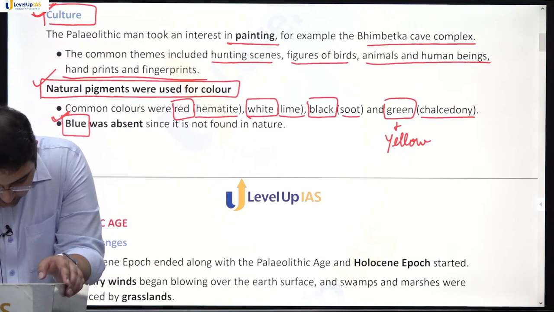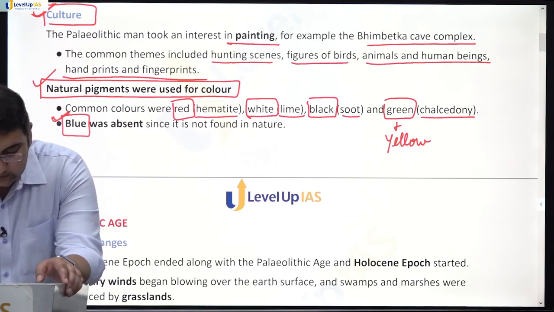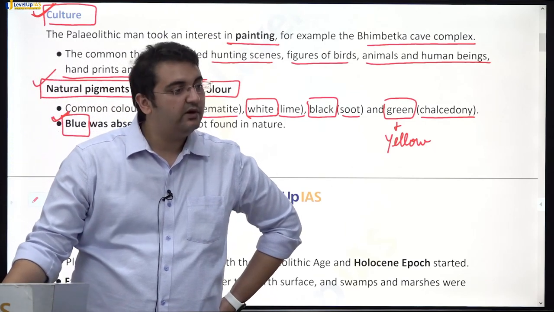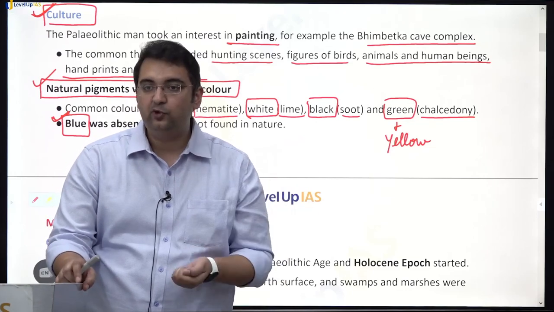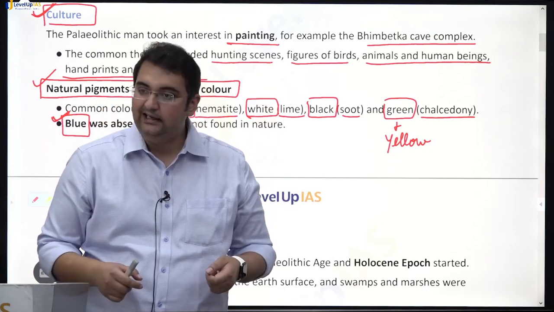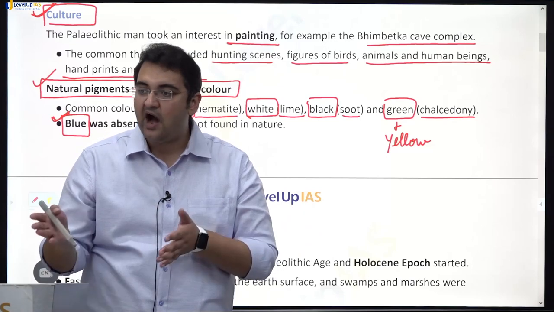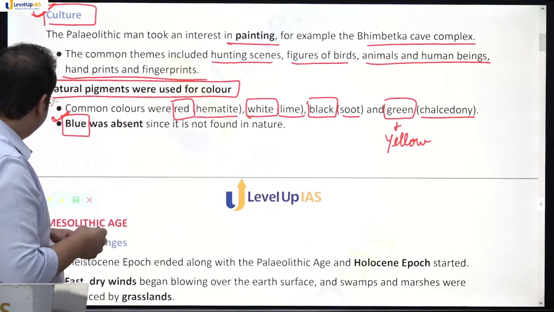Flake tools were large or small in size. So obviously these could not be very, very large. These would have to be handled by hand. And what were these flake tools being used for? Skinning of animals or for debarking the trees, right? So handheld tools honge, roughly half to one foot in dimension at the most, right?